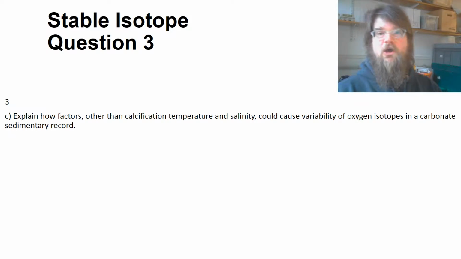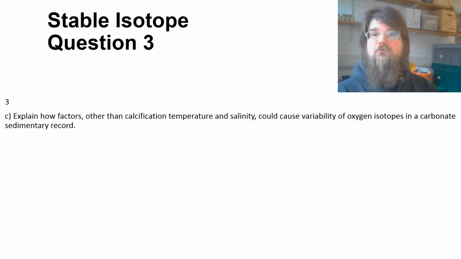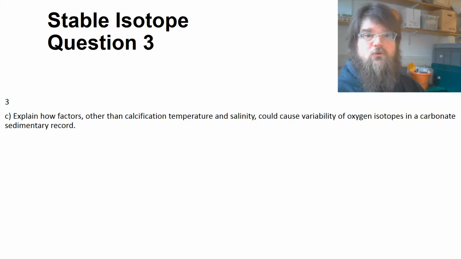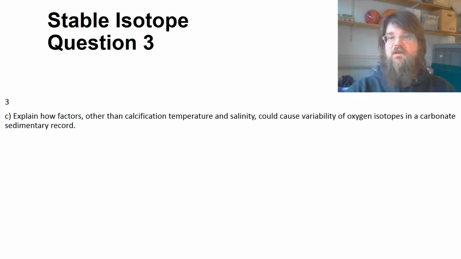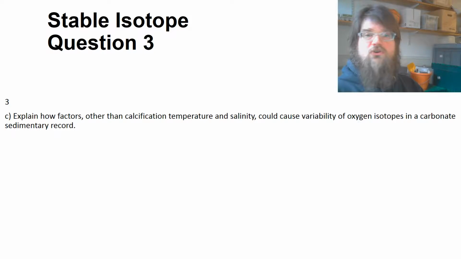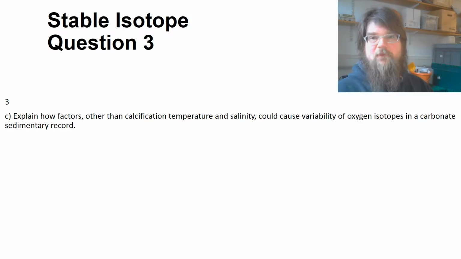So the last part of the question was really asking what can go wrong with a temperature proxy. What factors other than the temperature, in this case salinity, could cause variability in oxygen isotopes? If we've got this nice down core record of oxygen isotopes and we think we're reconstructing temperature or salinity from that record, what might cause us to be wrong?